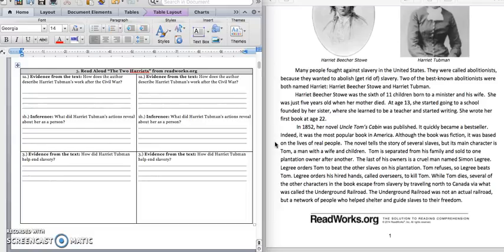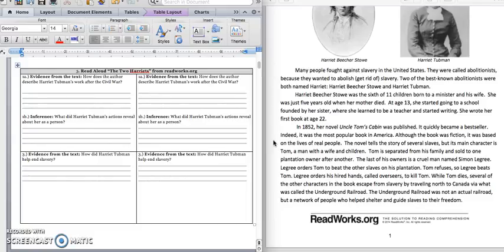At age 13, she started going to a school founded by her sister where she learned to be a teacher and started writing. She wrote her first book at age 22. In 1852, her novel, Uncle Tom's Cabin, was published. It quickly became a bestseller. Indeed, it was the most popular book in America. Although the book was fiction, it was based on the lives of real people.